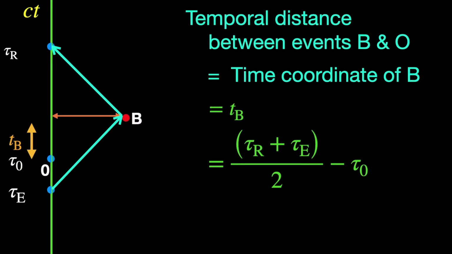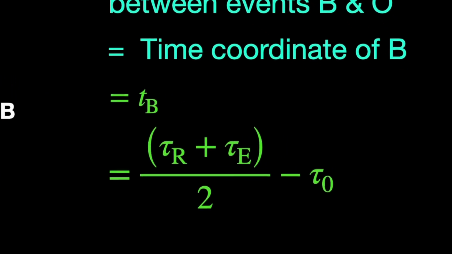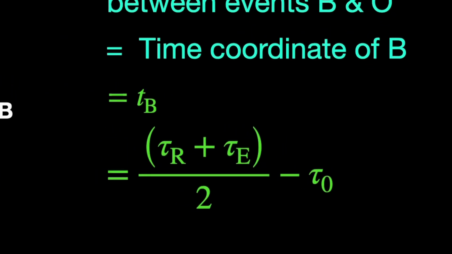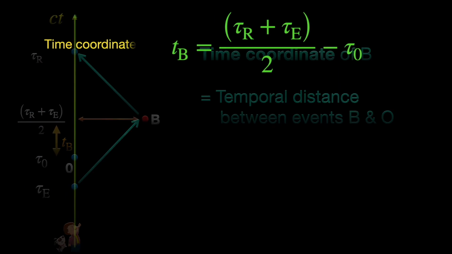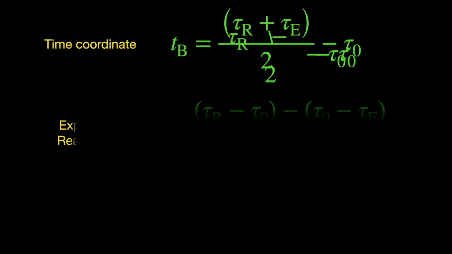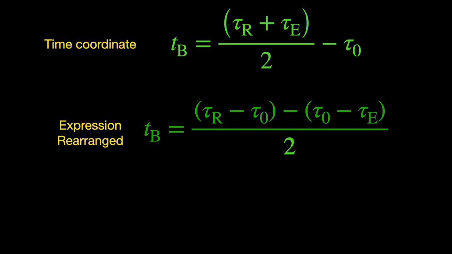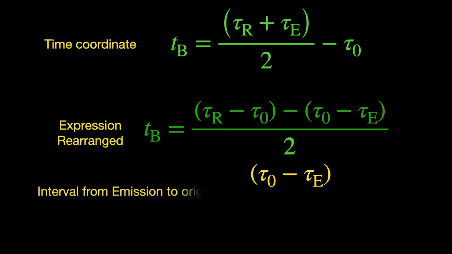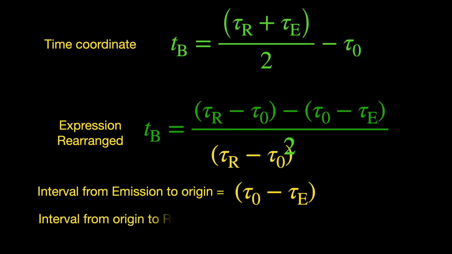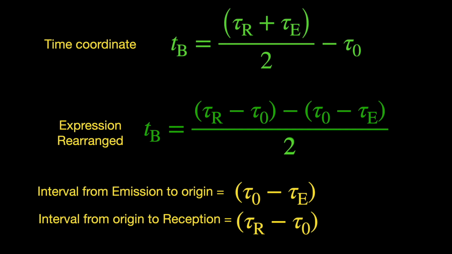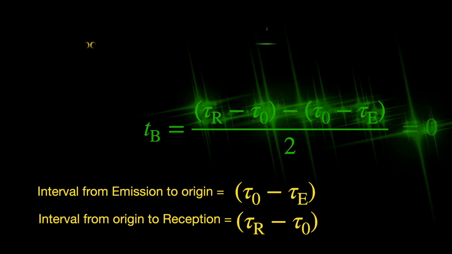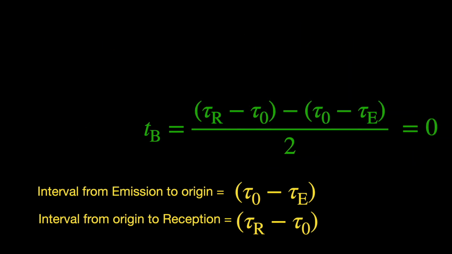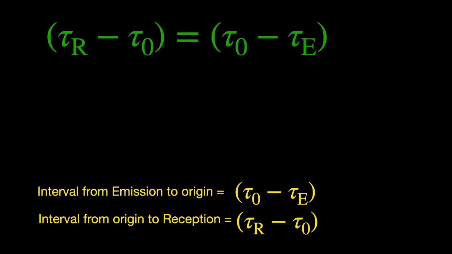That is how the observer can uniquely assign a time coordinate to any event only using his clock reading. For our purpose, we need to window dress this expression a little and rewrite it as the difference between two time intervals, one from the emission event to the origin and the other from the origin to the reception event. Now let's talk simultaneity. If the event B happened to be simultaneous with the origin in the rest frame, then Tb, the time coordinate of B, should be 0, obviously. So equating the expression for Tb to 0 gives us the condition for simultaneity with the origin.